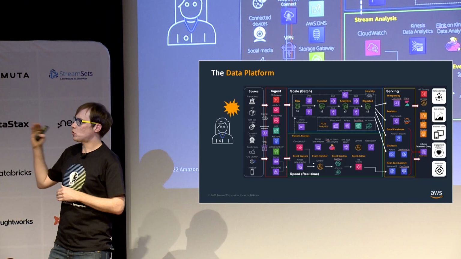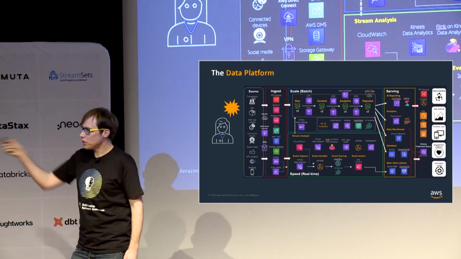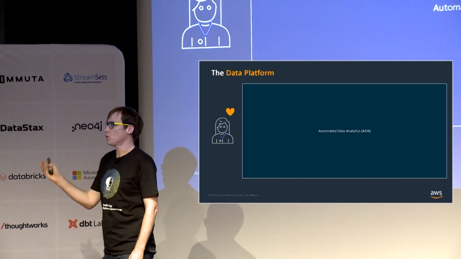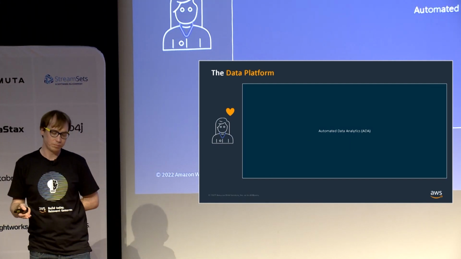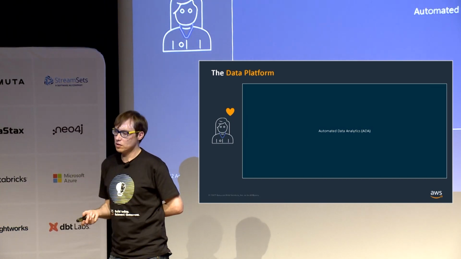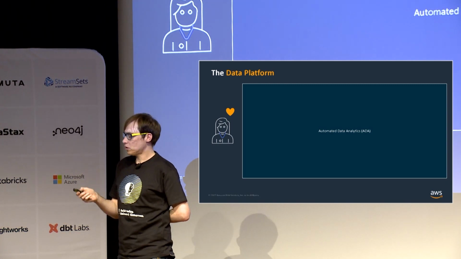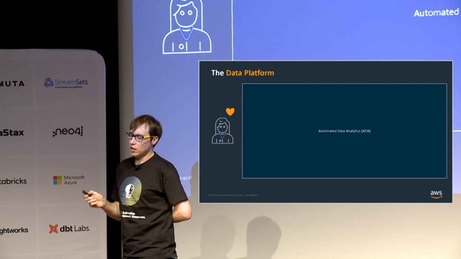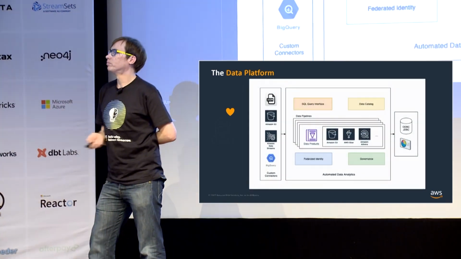We need to create a mature platform using many of the tools we have at our disposal. This is why we've published an open source package, ADA, or Automated Data Analytics. So this is something which we've published over the last few weeks. And this is a one-click deployment. And let's have a look at how this can help the data engineer with their rather difficult day.